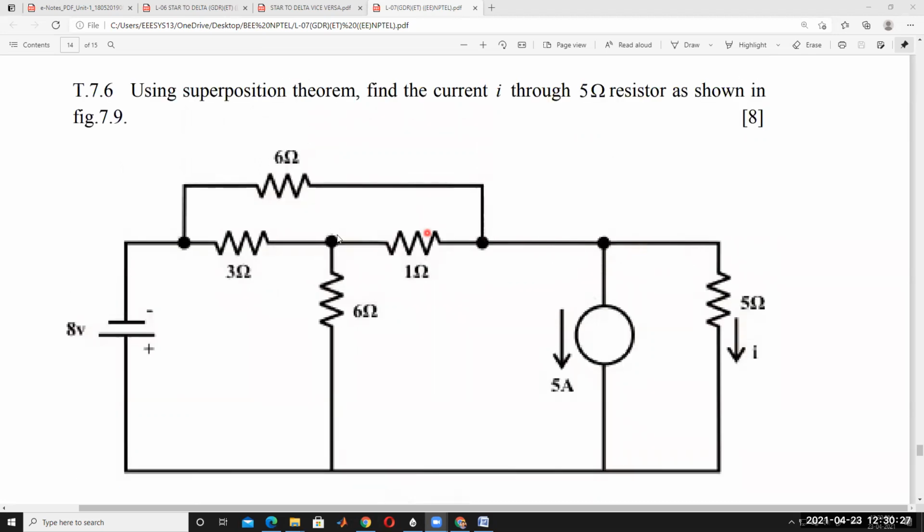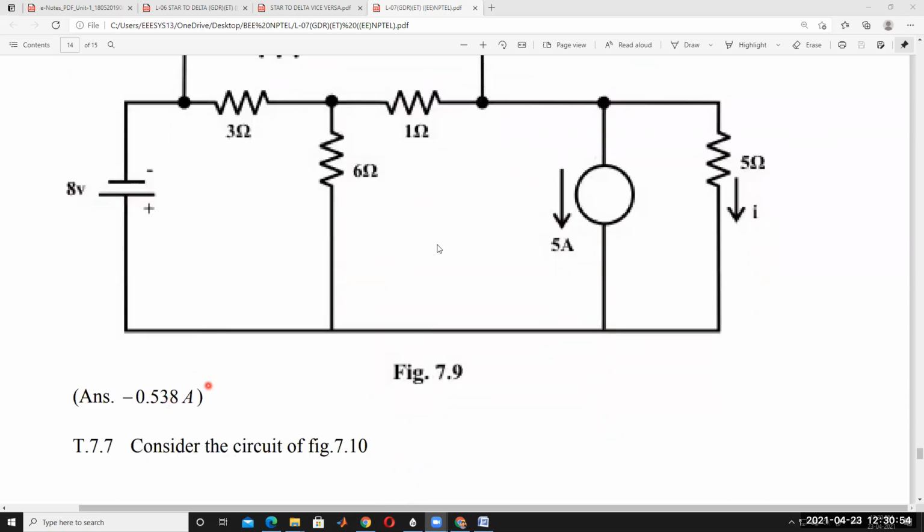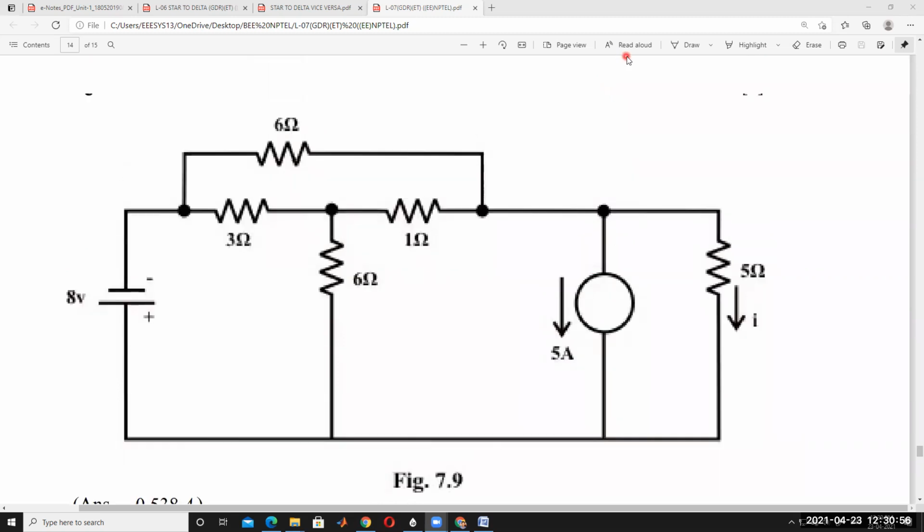Take 2 nodes, V1 and V2. Otherwise, with the current source, this is one loop, this is one loop, and this is also one loop. Calculate the current and verify whether your current is the same or not. By applying super mesh analysis, we get one current here. Is that current and this current the same or not? Verify by using the superposition theorem. Okay, understood? So we get minus 0.53 amps. This is also an assignment, write it under assignment.